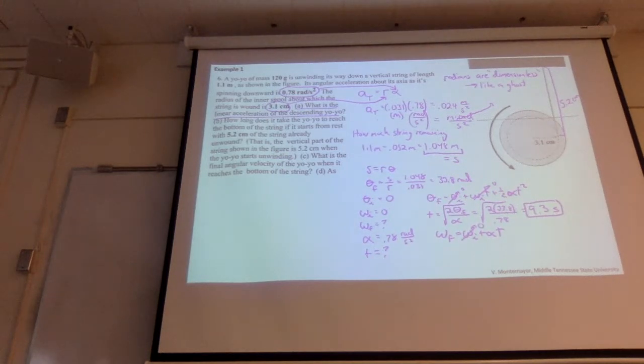That is 0. And now that I have the time, 9.3 seconds, we can find omega final. Omega final is 0.78 times 9.3, which is 7.3 radians per second. So if 6.28 is one circle, it's spinning a little more than once per second once it reaches the bottom of the string.